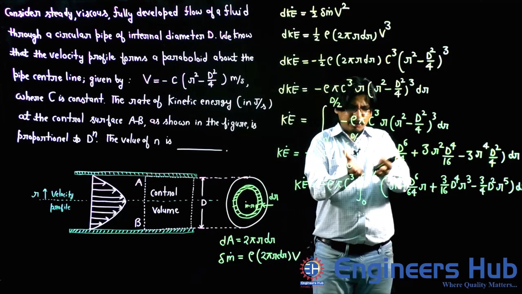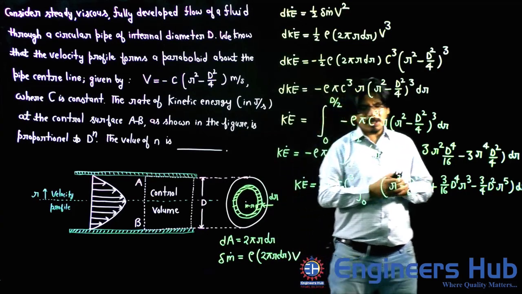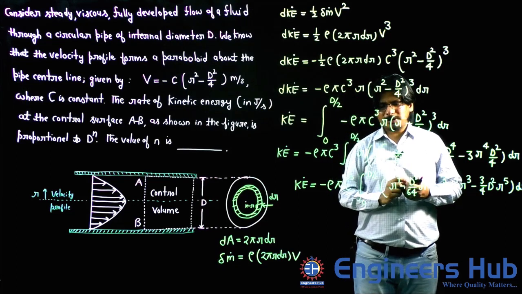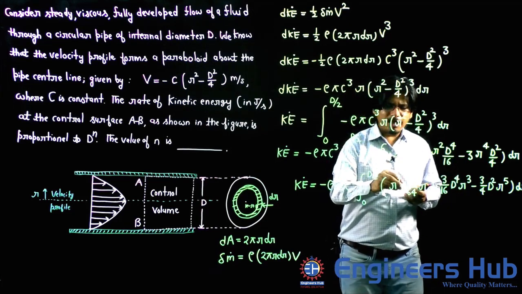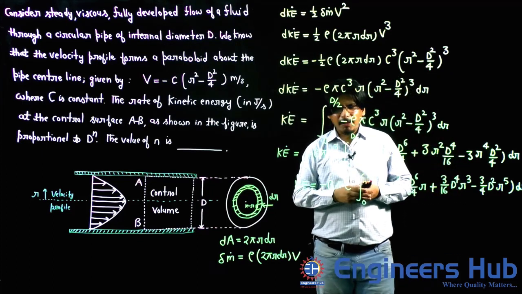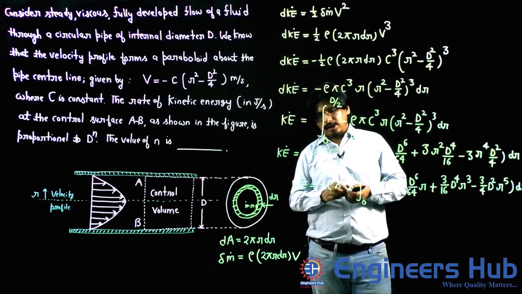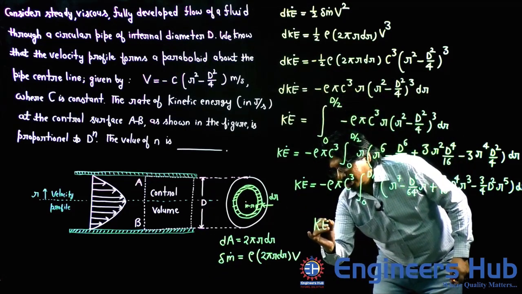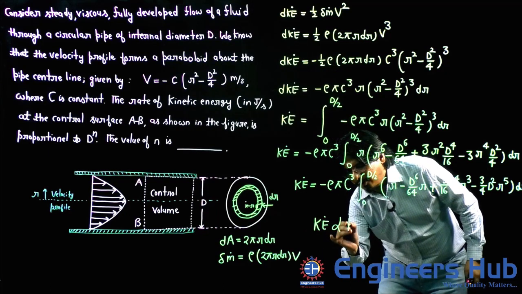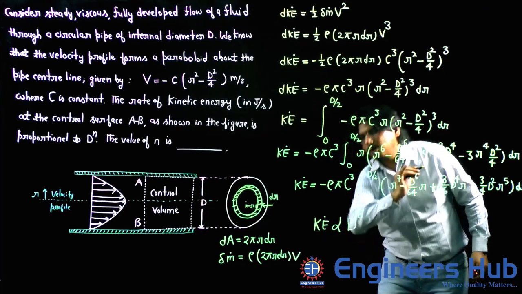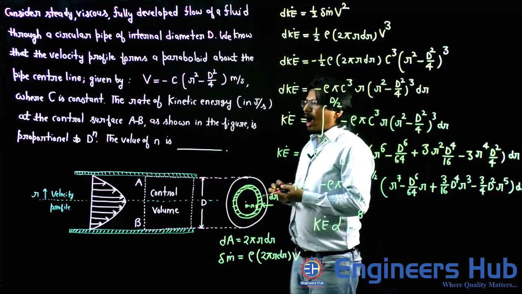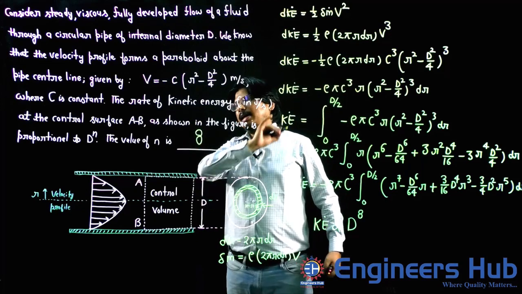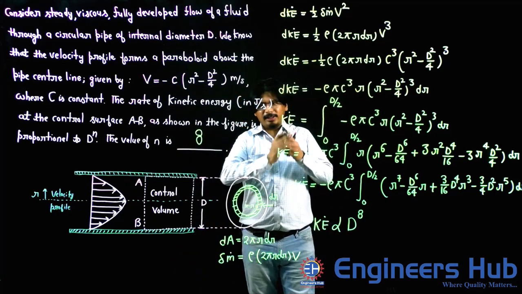And when I substitute this limit, you can observe I will be getting D power 8. If I substitute the upper limit in place of small r, I will be getting D power 8. So from observation, I can write 100% kinetic energy rate will be directly proportional to D power 8. So my friend, the answer is the value of n is basically 8, my friends. Answer is 8. Thank you so much.